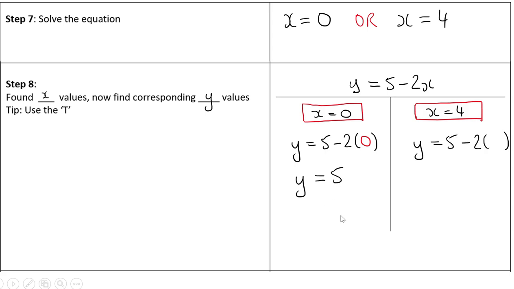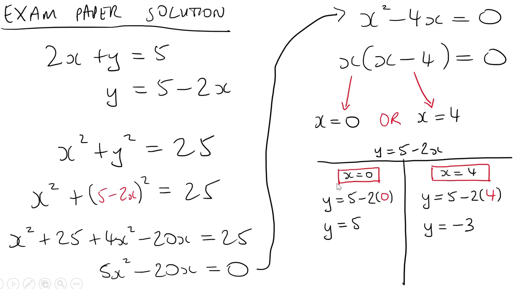We'll come back to that in a second. Over here, y is equal to 5 minus 2 times whatever our input is. Our input is 4, x is 4. Sub that in, and work that out on your calculator. Minus 2 times 4 is minus 8. 5 minus 8 is minus 3. So now we have that bit worked out. Right, that is step number 8.